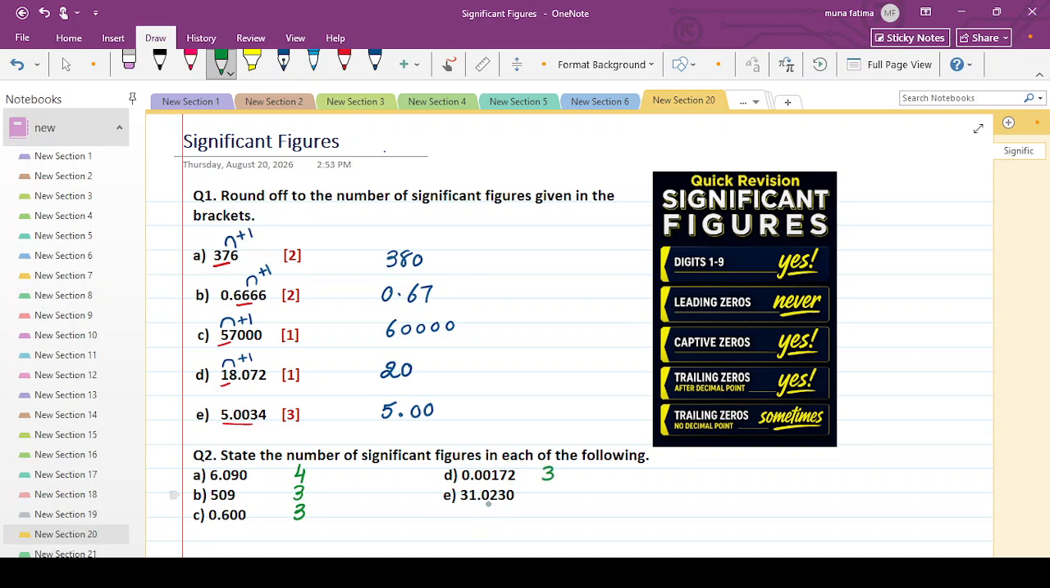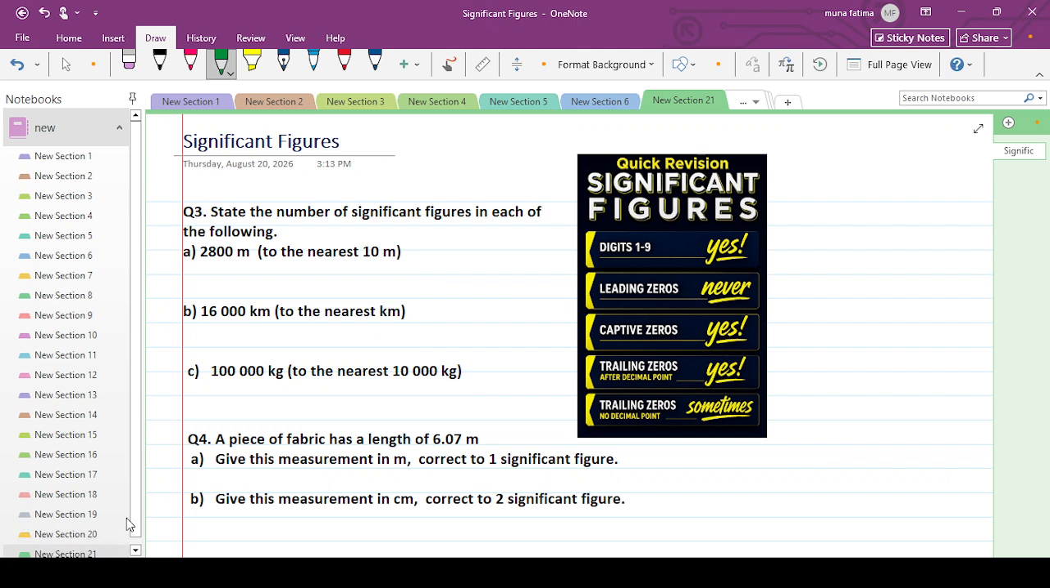Sandwich zeros are significant, and trailing zeros after a decimal are significant. So we're going to count all of them. Altogether, we have six numbers, so we have six significant figures. Just follow the rules and you will end up in a good place without any mistakes.